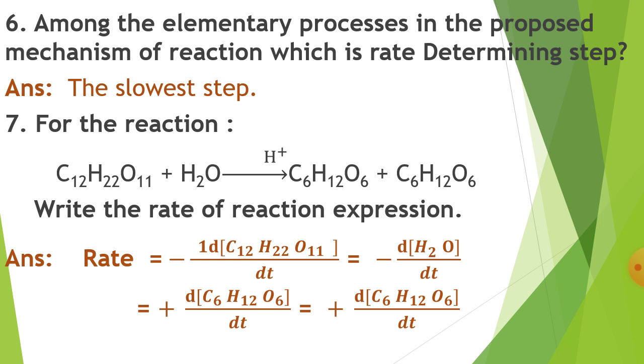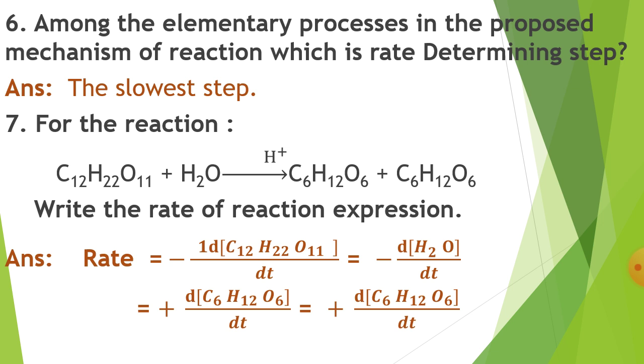Question number 7. For the reaction given here, sucrose plus water in acidic medium breaks into glucose and fructose. Write the rate of reaction expression. This also I have told you. So write the rate in terms of reactant and product. Here the reactant and product have the same stoichiometric coefficient, that is 1. So no need to divide by any number.